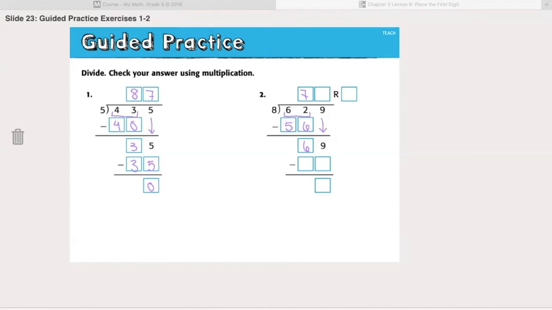Let's repeat. 69 divided by 8 is 8. 8 times 8 is 64. 69 minus 64 is 5. We have nothing left to bring down, so our remainder is 5.